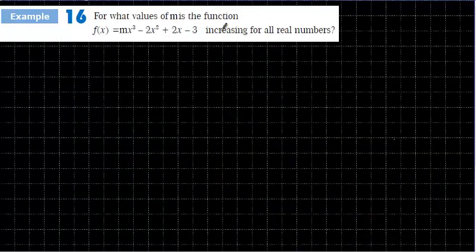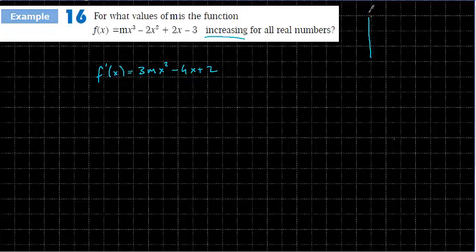Okay, now in this question it says that for all values it should increase. So when we get the derivative expression, f derivative x is going to be 3mx squared minus 4x plus 2, which is a quadratic form. When a quadratic form is always positive or always negative, we should try to remember that.